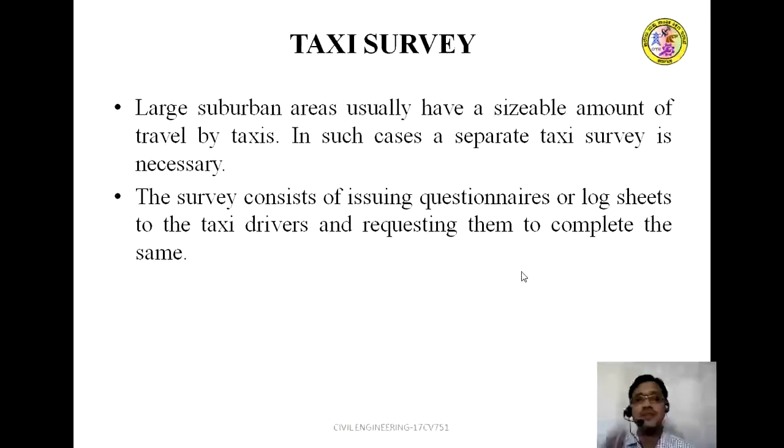For a larger area, the agencies are also questioned about how many vehicles from that agency are operating. Those details are also taken into account as far as the taxi service is concerned.